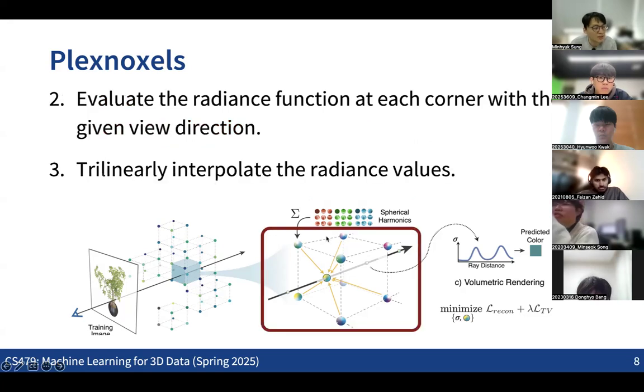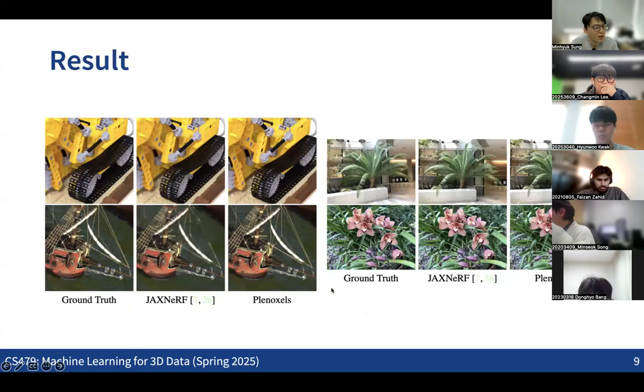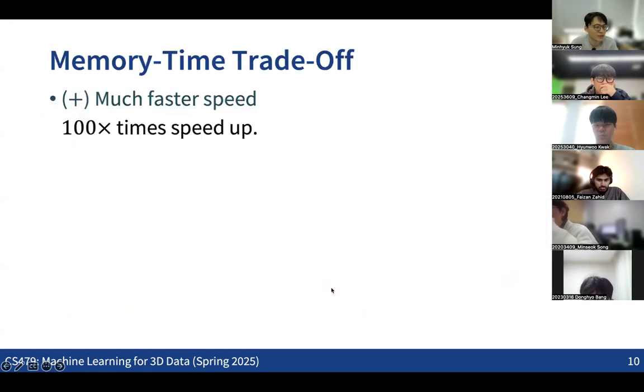And then the rest is the same. We first evaluate the radiance function given the view direction and do trilinear interpolation for each point. And this gives really good reconstruction quality. Also, it's way faster, like 100 times faster than NeRF.